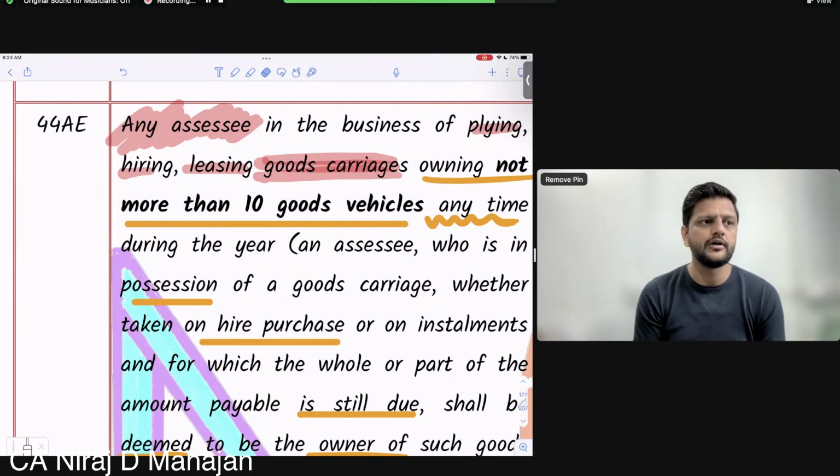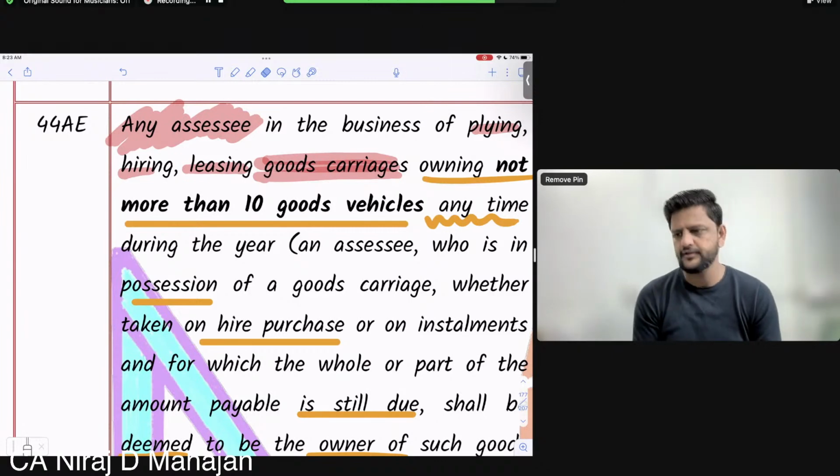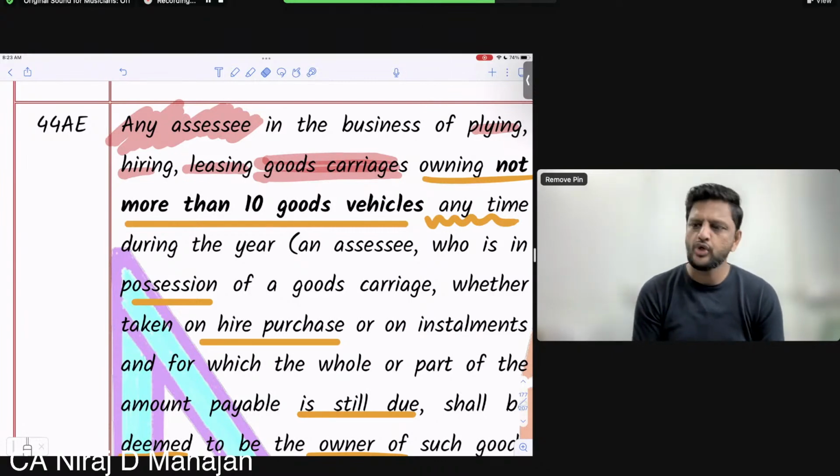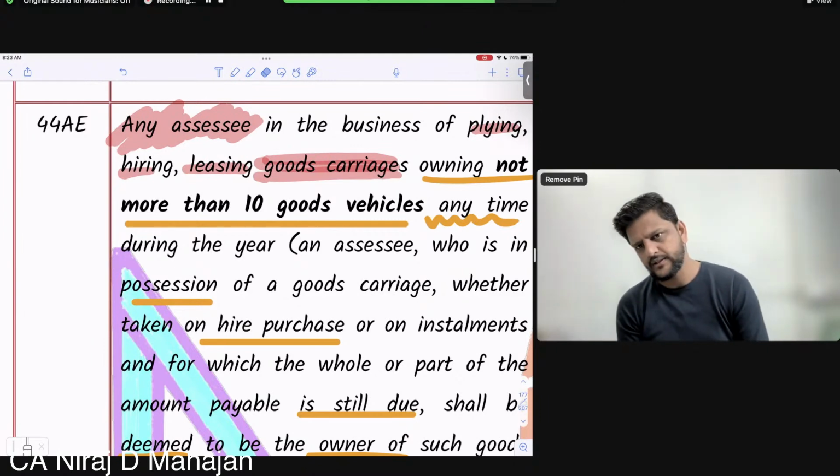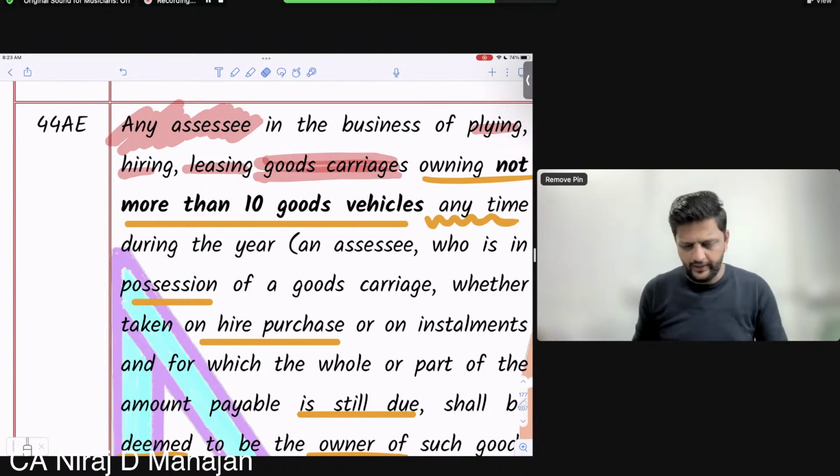What is the presumed rate of profit? If it is a heavy vehicle, then rupees 1,000 per month per ton or part of the month. Or if it is a non-heavy vehicle, then rupees 7,500 per month or part of the month. Clear? Okay, I hope this was clear.